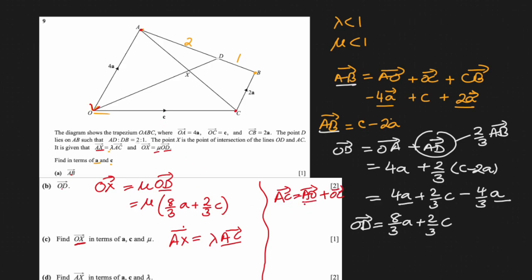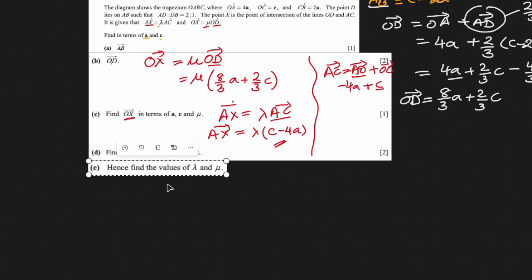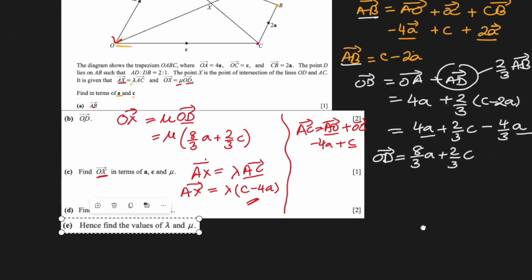AO is minus 4A, OC is C. So that's what I'll write here. AX in terms of AC and lambda is lambda times C minus 4A. Positive is written first, so I'm writing C first. Hence find the value of lambda and mu. And since they're saying hence, that means it has to do something with the previous part.